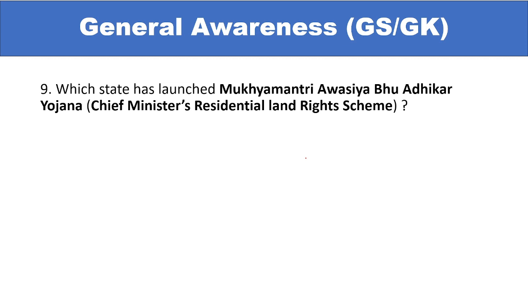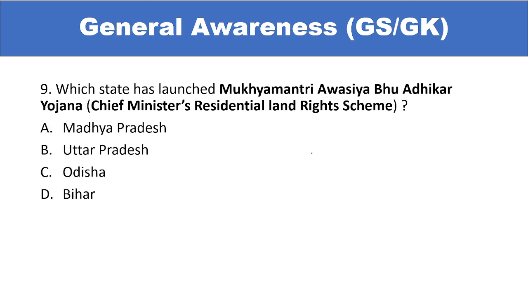Next. Which state has launched Mukhyamantri Avasya Bhu Adhikar Yojana, or Chief Minister's Residential Land Rights Scheme? The options are Madhya Pradesh, Uttar Pradesh, Odisha, Bihar. And the answer is Madhya Pradesh.